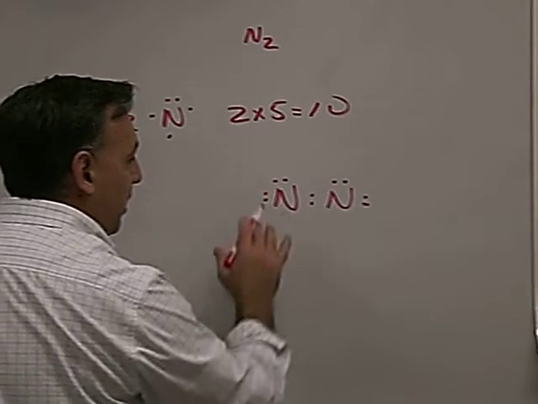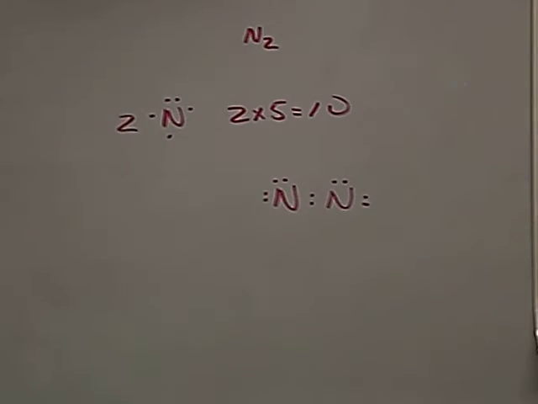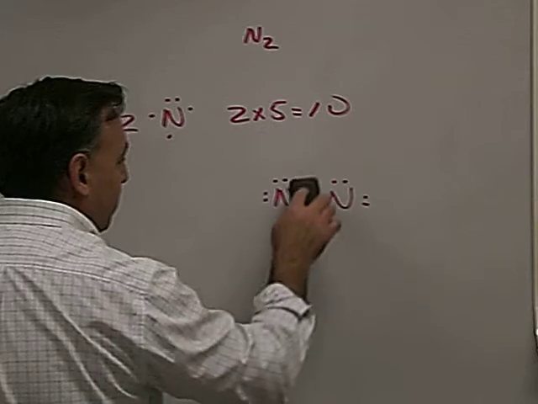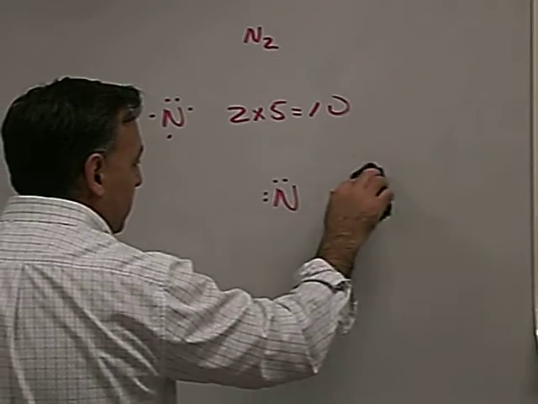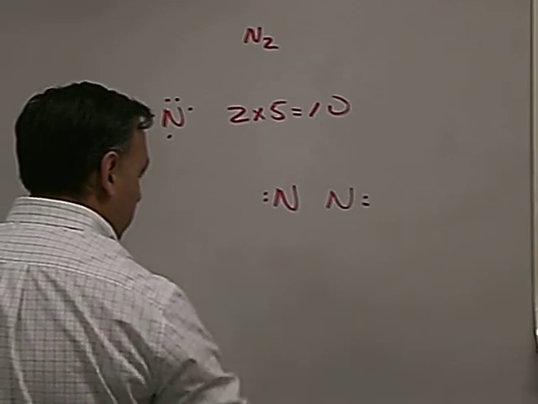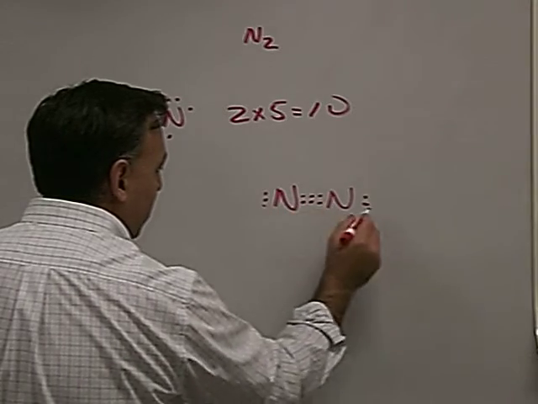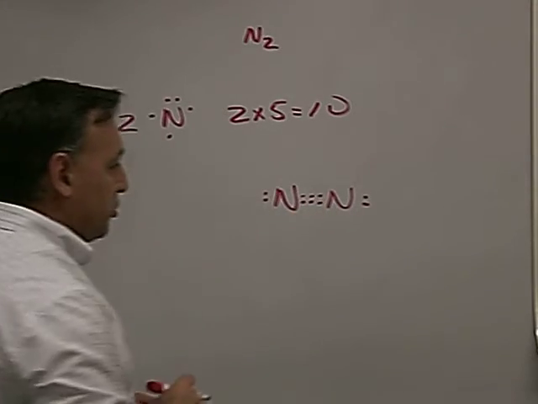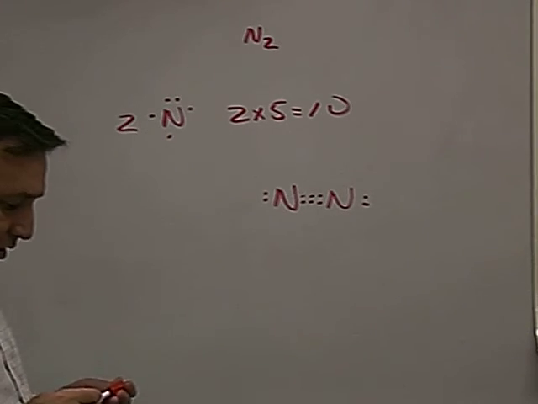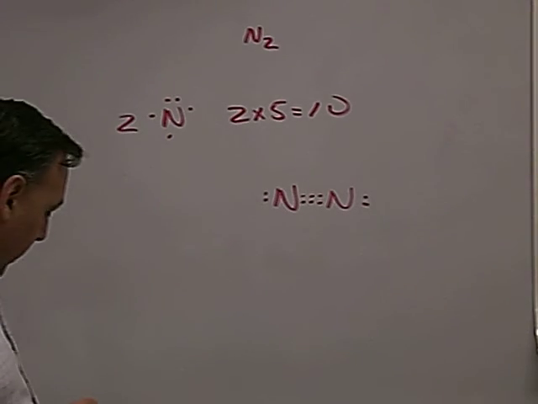Will that work? Well, I have the right number of valence electrons, but not every nitrogen feels as though it has 8 electrons. So what I'll do now is I'll simply make a triple bond right here. I'll take these 2 electrons right here, and I'll put them right here. 1, 2, 3, 4, 5, 6, 7, 8, and I have a viable structure for N2. That takes us to the end, and we are done.